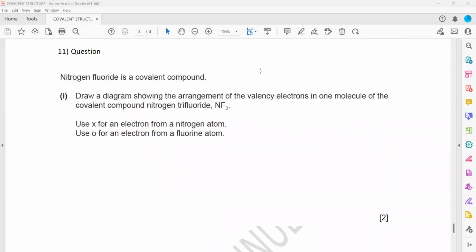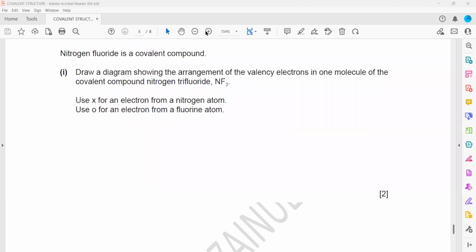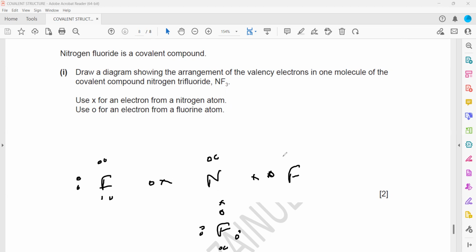And nitrogen trifluoride, nitrogen fluoride is there. Nitrogen belongs to group 5 and fluorine belongs to group 7. So fluorine shares 1, nitrogen shares 1 from that side. And unshared will be 2 on nitrogen as it belongs to group 5. And fluorine belongs to group 7, so there will be 6 unshared electrons on each fluorine. So this is the structure of nitrogen trifluoride.